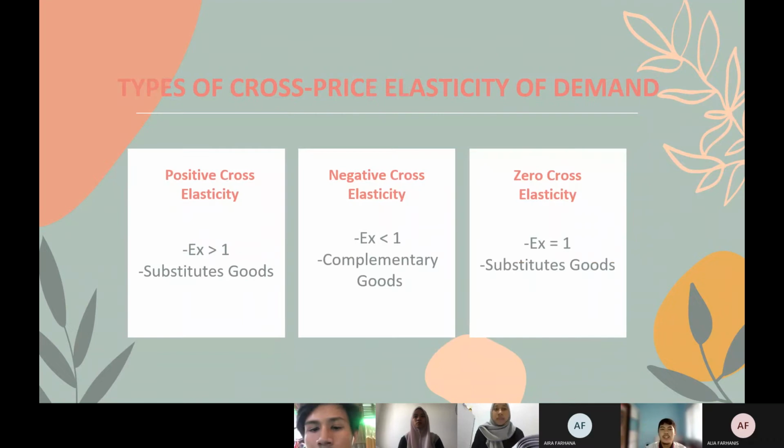Okay, there are three types of cross price elasticity of demand. The first one is positive cross elasticity. The second one is negative cross elasticity, and the last one is zero cross elasticity.